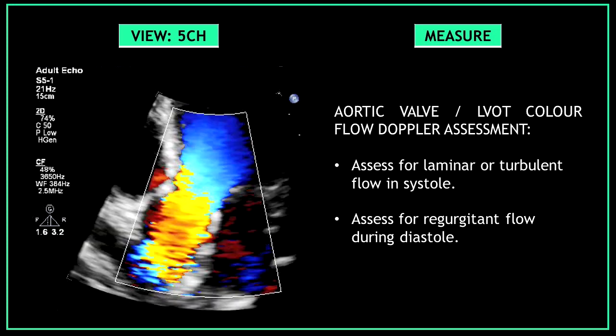Now zoom on the aortic valve and left ventricular outflow tract and use color flow Doppler. Use color flow Doppler to assess for laminar or turbulent flow in systole and to assess for regurgitant flow during diastole.